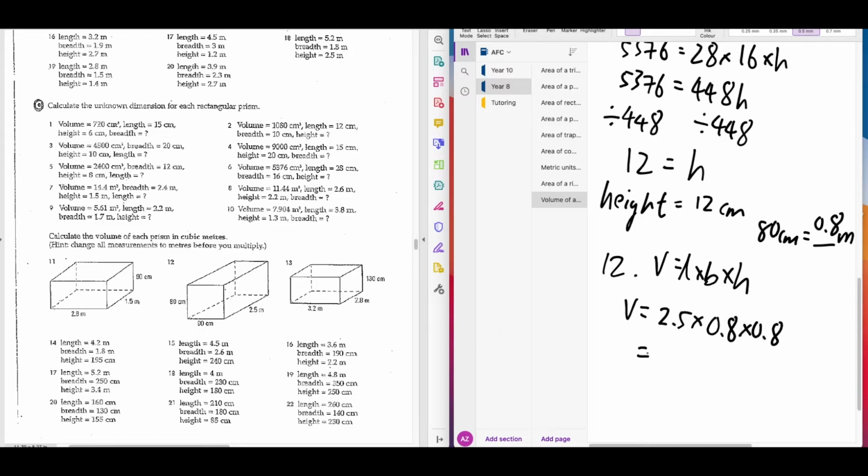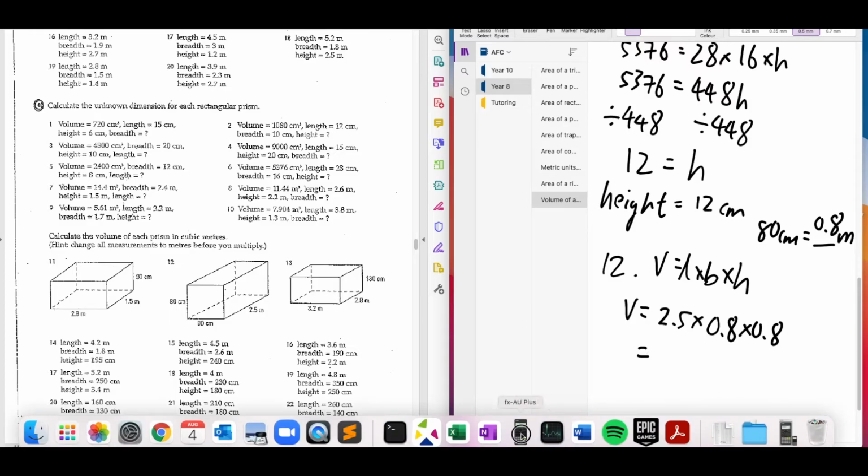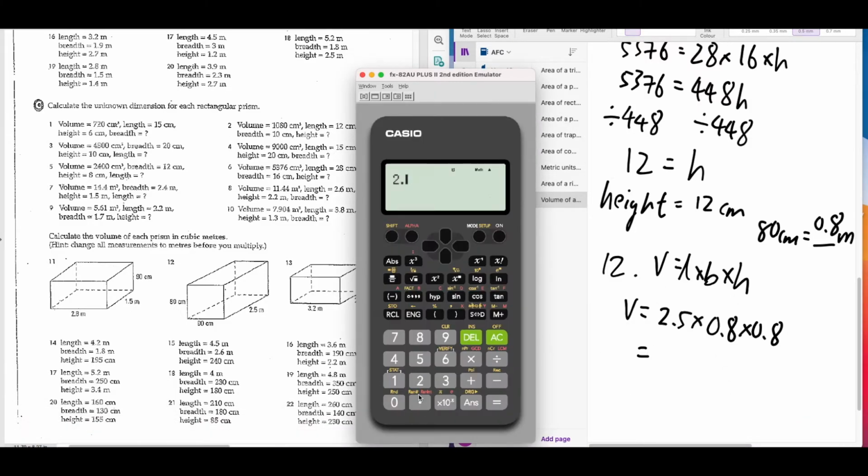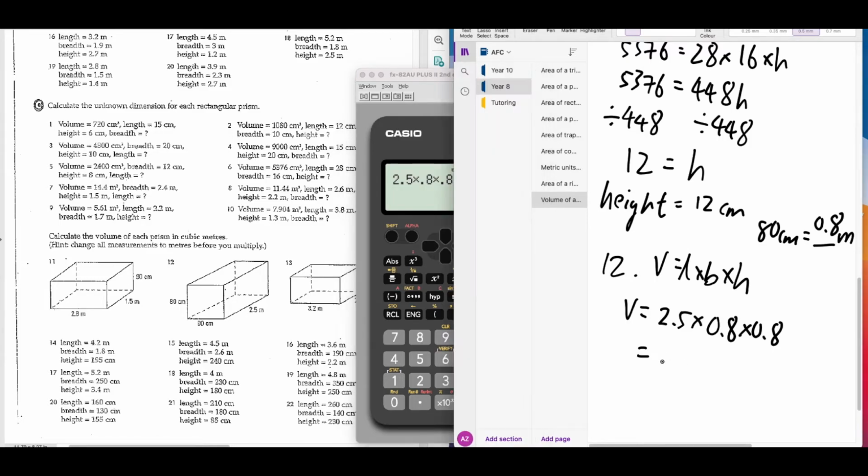Times everything together, and what do we get? 2.5 times 0.8. Tell you a little trick. Rather than typing 0.8, you can actually just type .8, so you don't have to type the 0. You save a lot of time over the course of your life if you do that. You get 1.6 centimeters cubed, right?